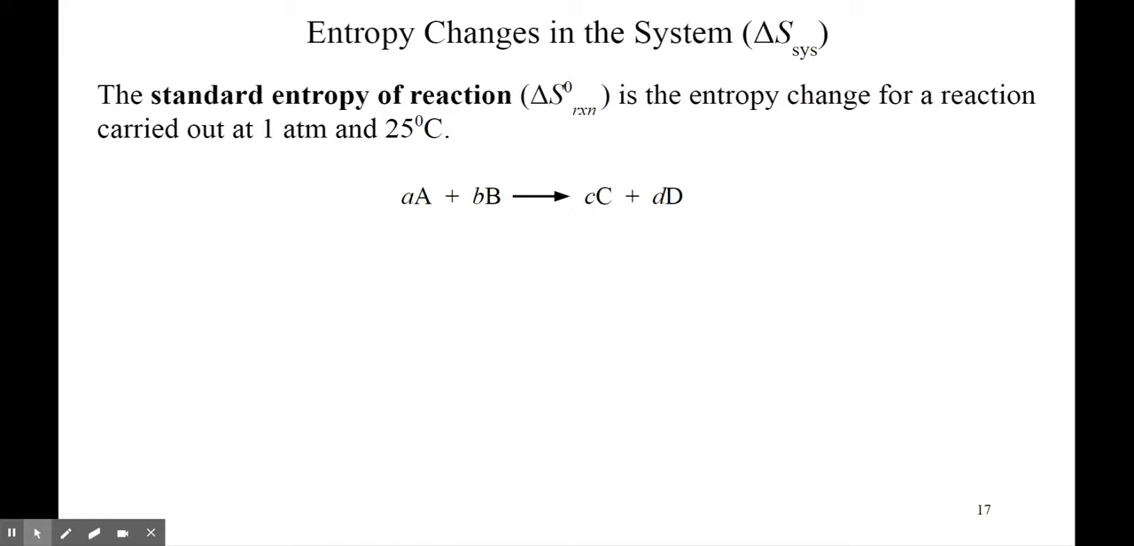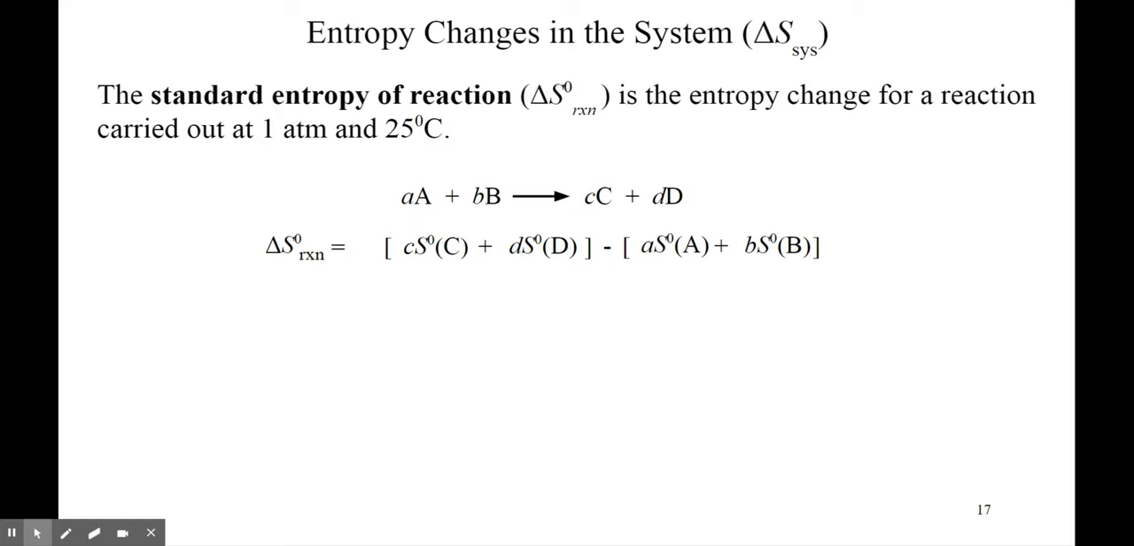So now we have a little bit of math. You've done these calculations back in chapter 6 last semester. We looked at the standard enthalpy of reaction instead of entropy. When we talked about standard conditions, they were carried out at 1 atmosphere, 25 degrees Celsius. And here's our generic equation. We would go and look up these values, take the products, multiply them by their coefficients, and subtract the reactants. Well, here it's exactly the same.